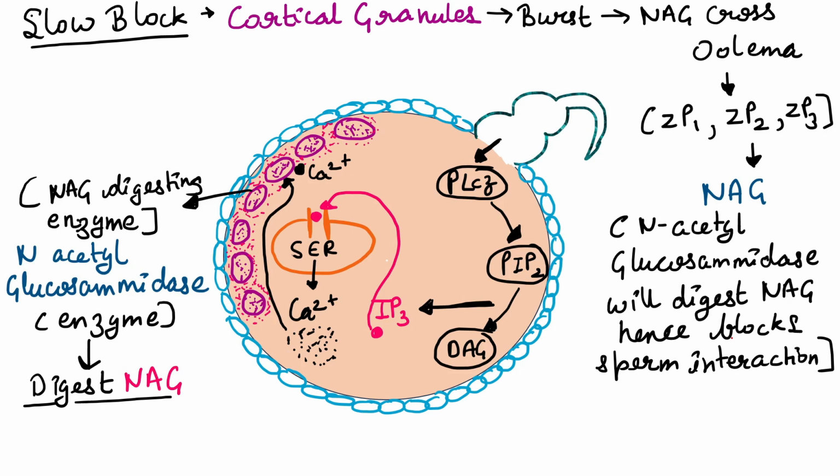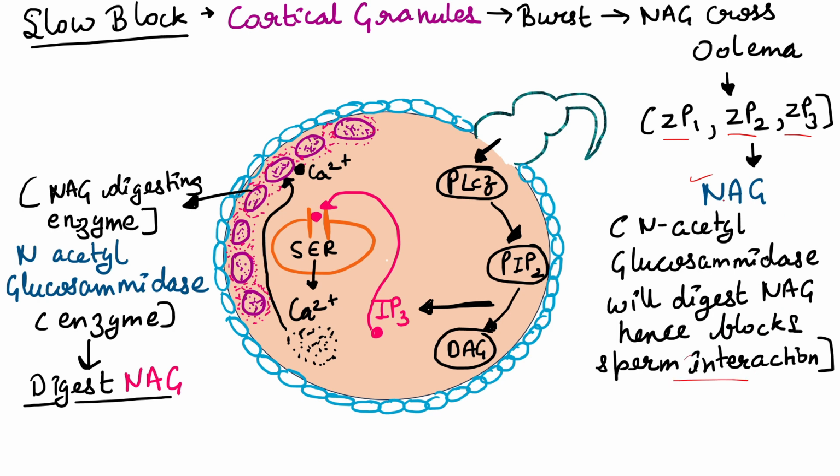Now what will happen? So this is a particular diagram. This is the ovum which we have, and these are the layers which we have already talked about in the previous videos, wherein I was telling you about the structure of ovum. The ovum has some layers known as ZP1, zona pellucida 1, zona pellucida 2 and zona pellucida 3. Now all these three layers consist of NAG. N-acetyl glucosaminidase will digest NAG, hence blocks sperm interaction.